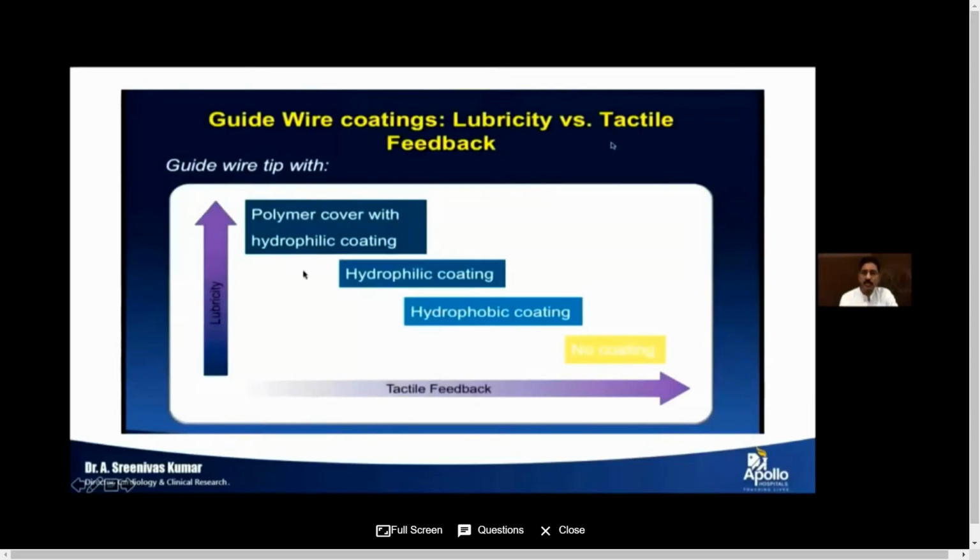If you have a good hydrophilic coating wire, it's very lubricant and slips through, but the tactile feedback may not be the same. You may not appreciate the resistance coming from the tip of the wire in your hand. Whereas if it's a hydrophobic coating or no coating, then the tactile feedback would be better.